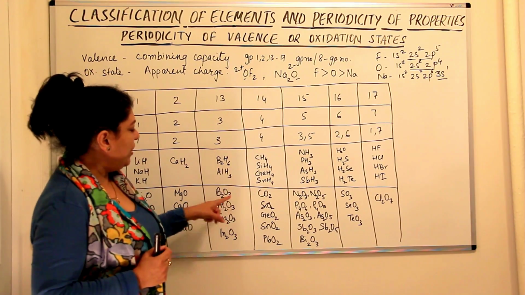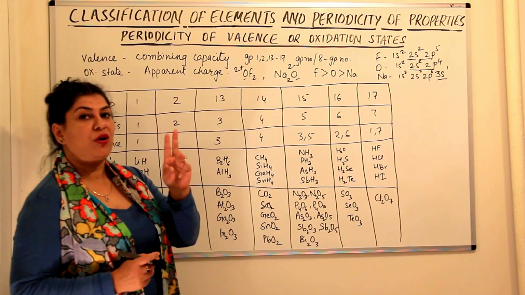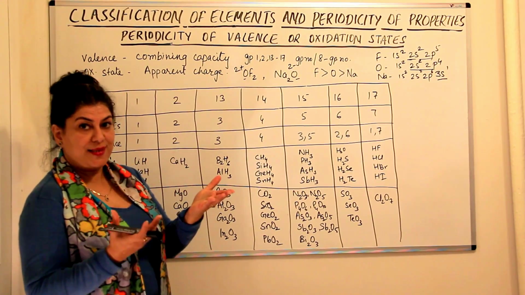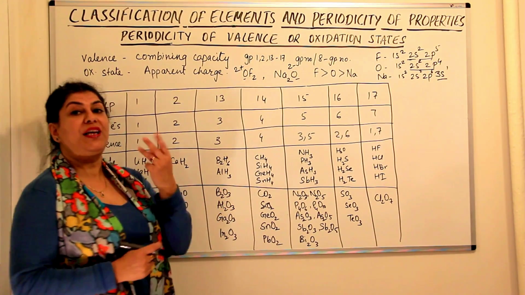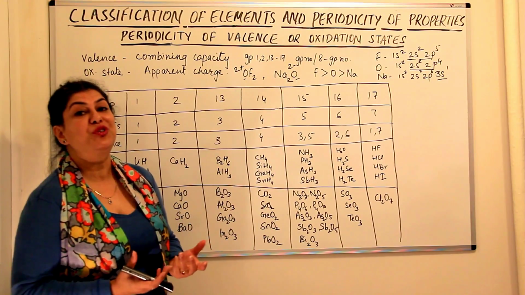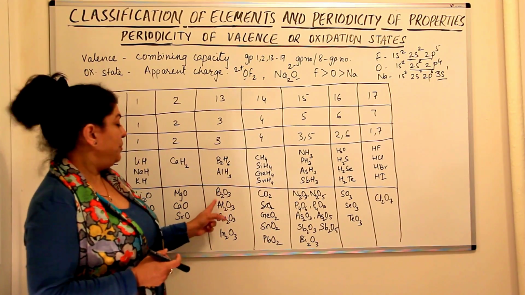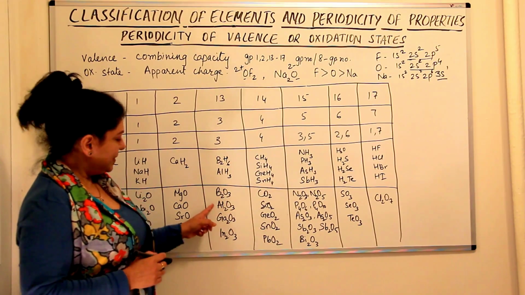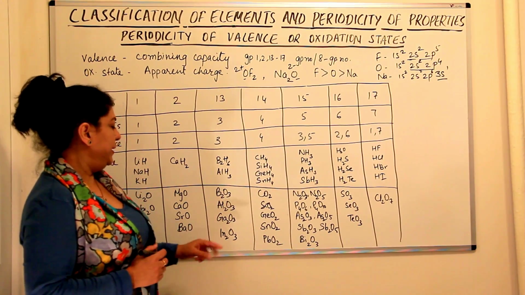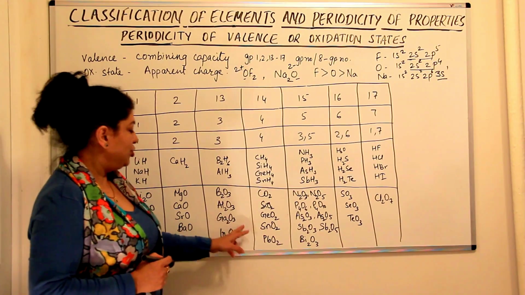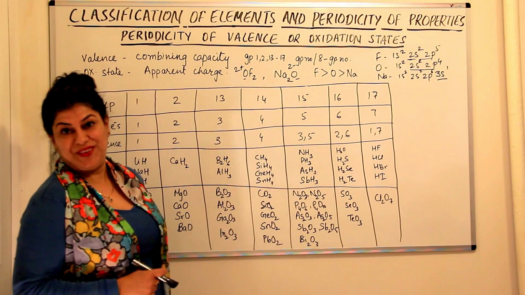Boron, if you have 3 oxygens, it means 3 oxygens will gain how many electrons? 6 electrons. So 1 boron gives 3 electrons. So how many borons would you need to satisfy the 6 electrons? 2 borons, therefore the formula is B2O3. Similarly with aluminium, gallium, indium, Al2O3, Ga2O3, In2O3.